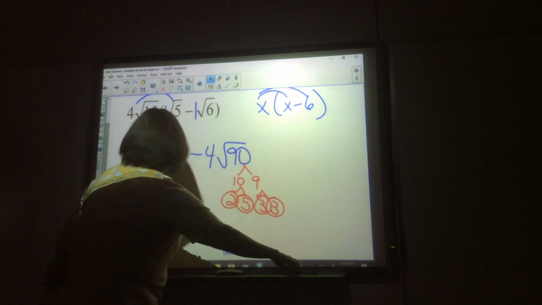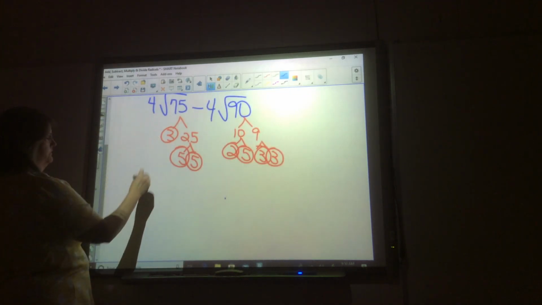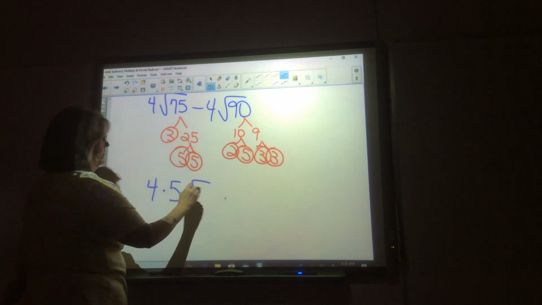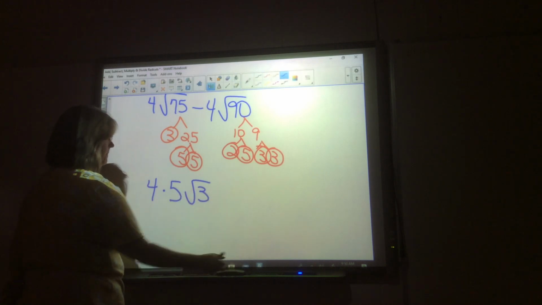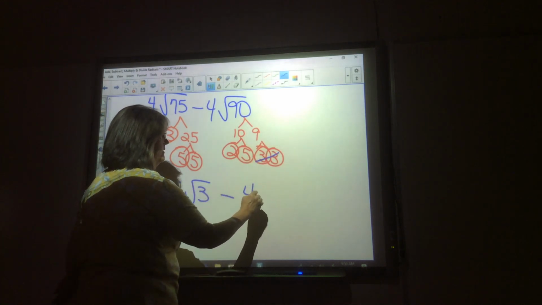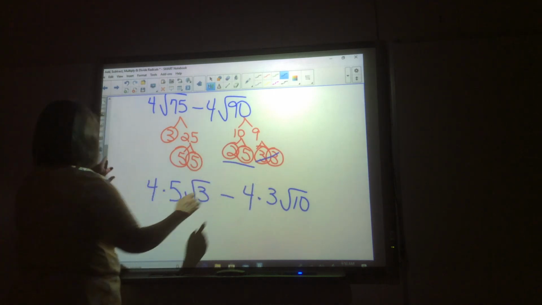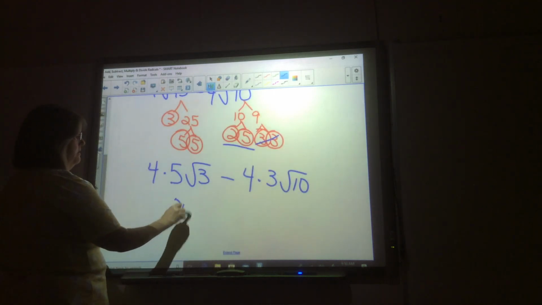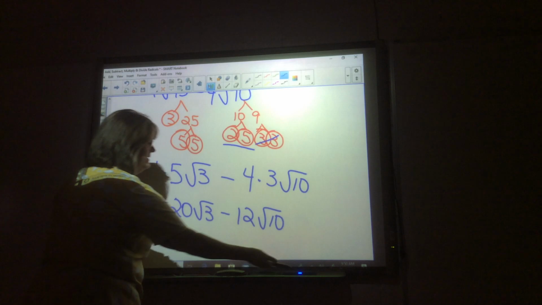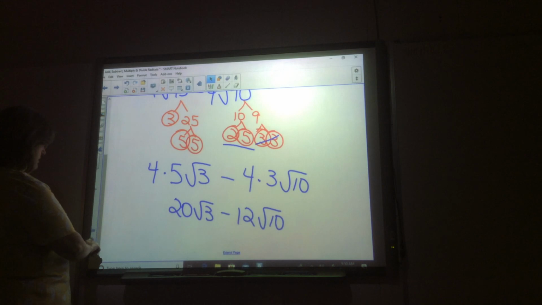All right, now, don't forget your multipliers. 4 times 5 onto the square root of 3 minus 4 times 3 onto the square root of 10. So my answer, because 2 times 5 is 10, is 20 onto the square root of 3 minus 12 onto the square root of 10. Now I cannot put these together because they are not like. I've got the square root of 3 and the square root of 10, so they don't go together, and I'm just done.